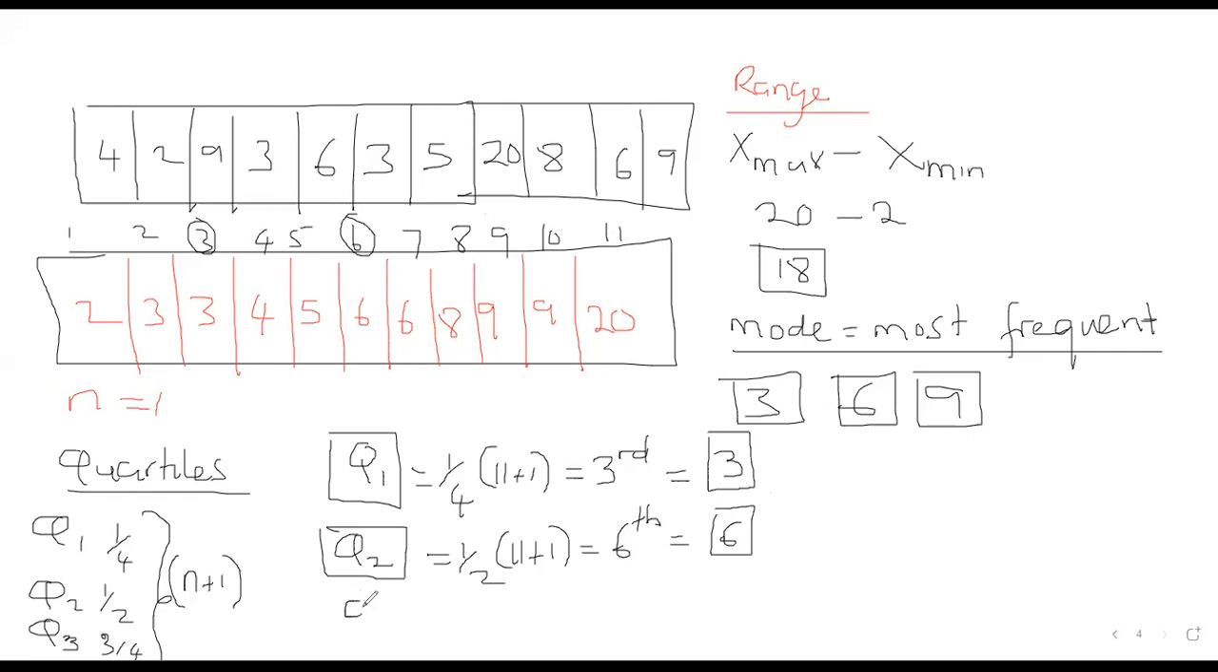Then we go to the Q3, which is the upper quartile or the third quartile. So this is 3 quarters of what? N plus 1. So 3 quarters of n plus 1 is the 9th position. Which one is the 9th position? 9. So the second quartile is also called the median.